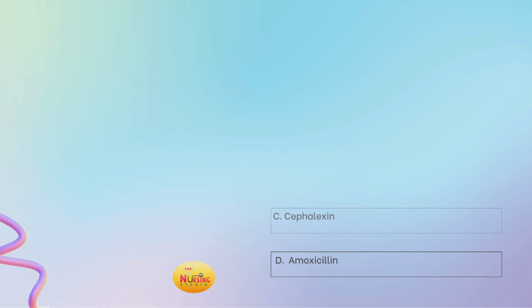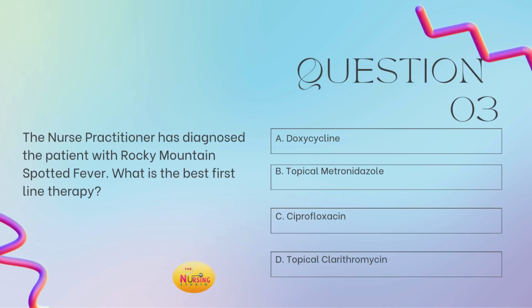Okay. And then question number 3. The nurse practitioner has diagnosed the patient with Rocky Mountain spotted fever. What is the best first line therapy? Is it A, doxycycline, B, topical metronidazole, C, Cipro, or D, topical clarithromycin? Tell me what you got, you guys.